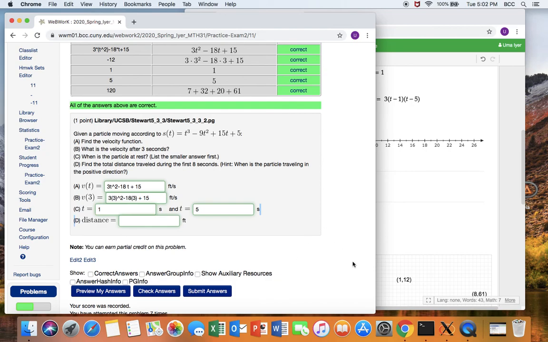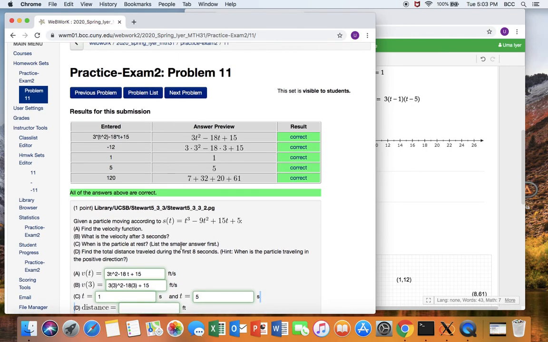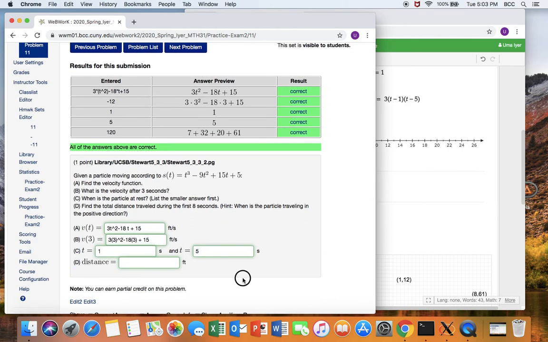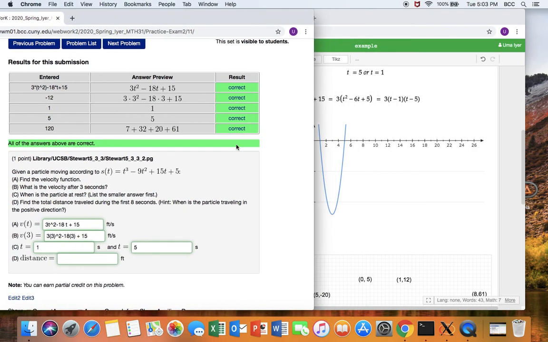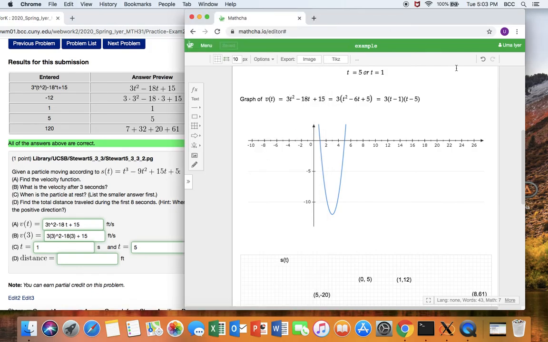Welcome back to problem 11, the last part. This requires some drawings, so I took a break to make these drawings. All right, we need to figure out the entire distance traveled in the first 8 seconds. Now this requires a little bit of thought.